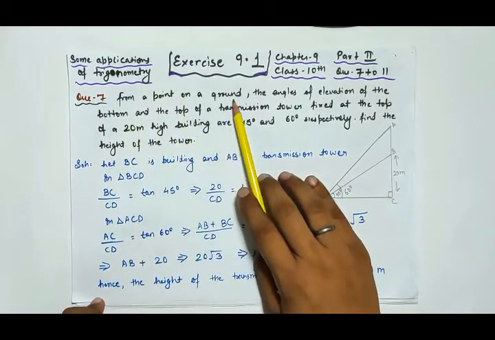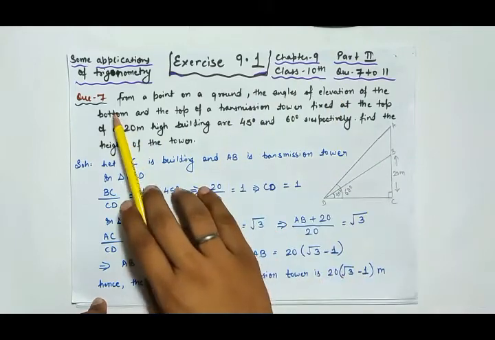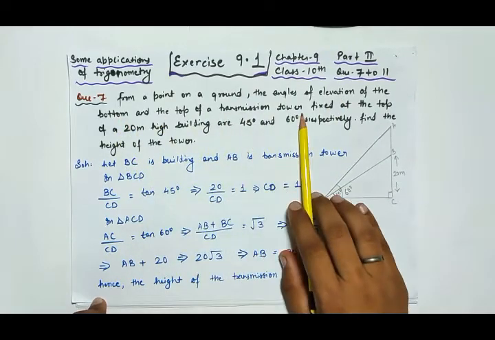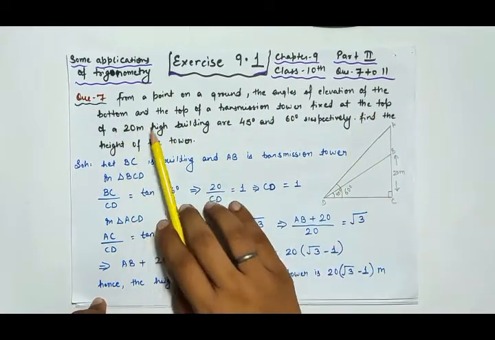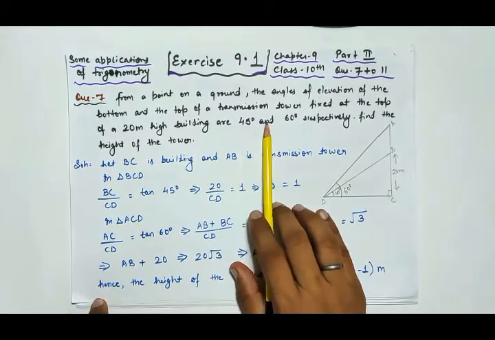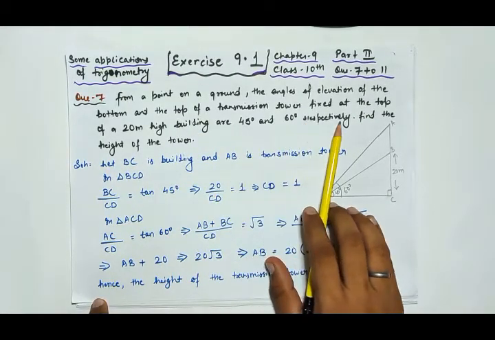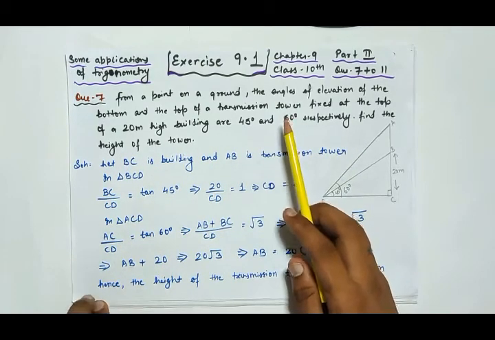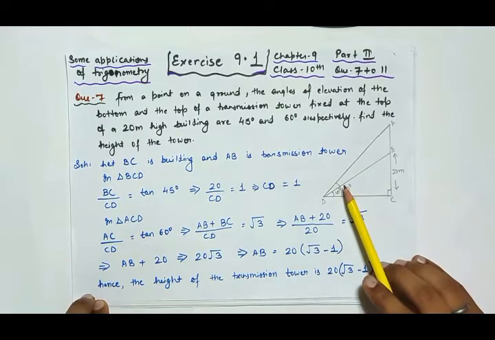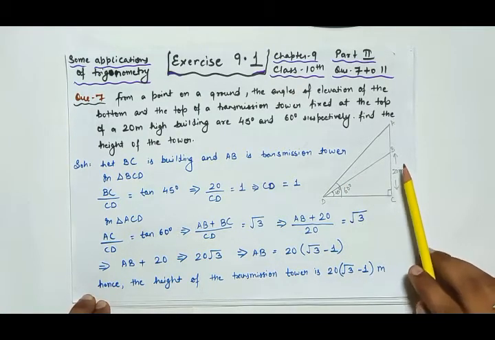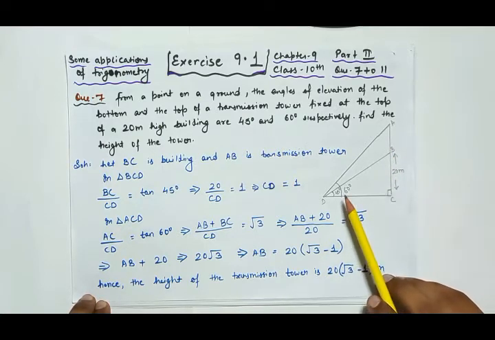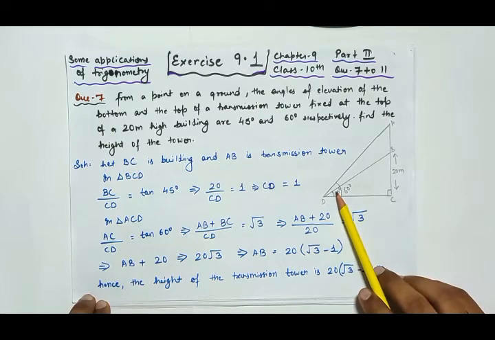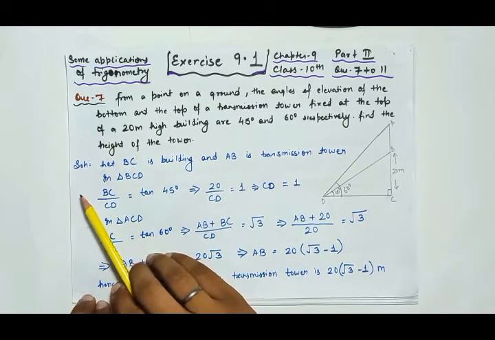From a point on a ground, the angles of elevations of the bottom and the top of a transmission tower fixed at the top of a 20-meter high building are 45 degree and 60 degree respectively. Find the height of the tower. So here we have to find the height of the tower. Here it is given that the transmission tower is fixed at the top of a 20-meter high building, and the angles are 45 degree and 60 degree. Let's start the solution part.